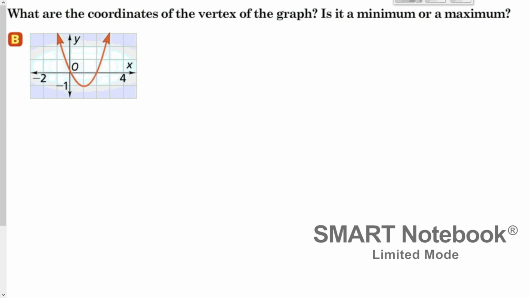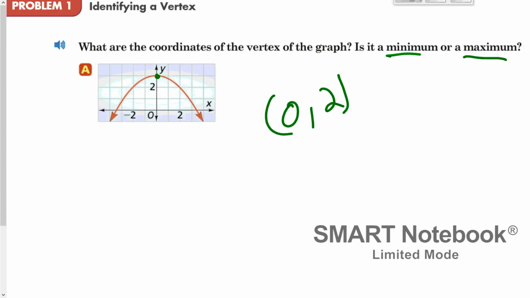Okay, go ahead and do this one. Tell me what the coordinates are, and then tell me if it's a max or min. This previous one, is it a max or a min? Is it a high point or a low point? These arrows tell me it's continually going to the left and down, continually going to the right and down. So this one is a maximum because it's facing down.